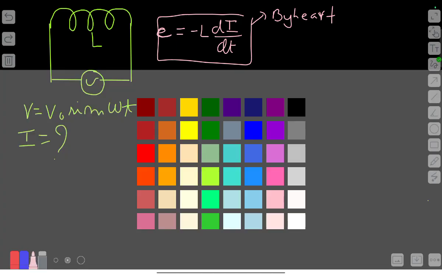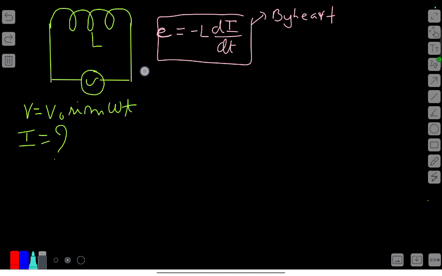Kirchhoff's second law. I'm speaking about the second law of Kirchhoff's. It states that the sum of V plus E is equal to 0. So obviously from this we are going to get something special. Now we are just going to put in the value of that.